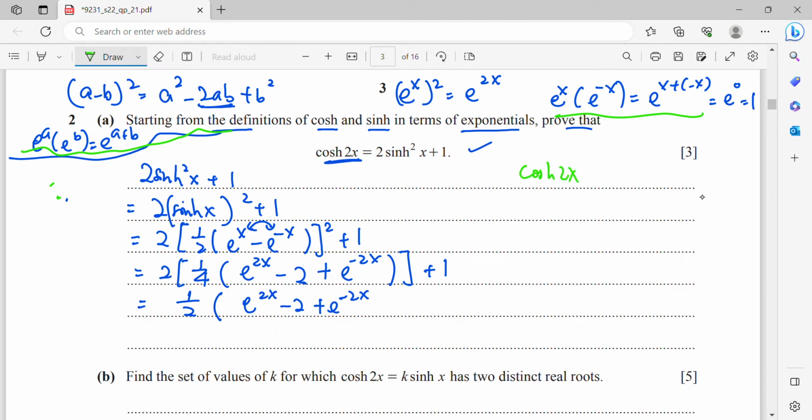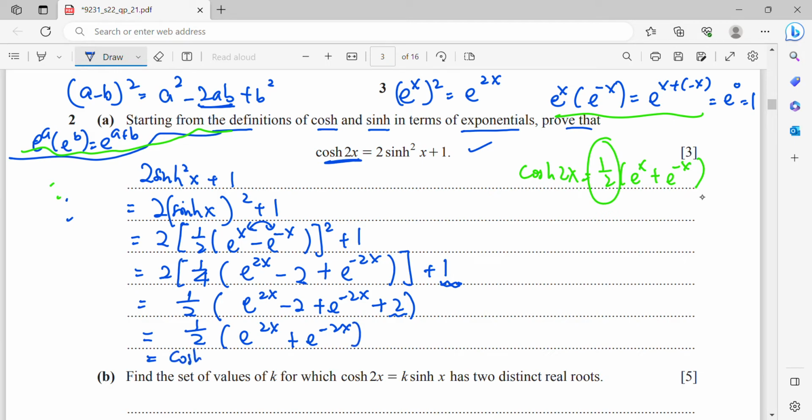cos x is basically half of e to the x plus e to the negative x. So now I need to get the half as the factor, which means instead of this plus 1, I need to make it half as well. Okay, I need to factorize half from plus 1. That means I will be getting plus 2. This plus 2 comes from the plus 1 after I factorize half. So from here, at last, you will get half of e to the 2x plus e to the negative 2x, which is cos 2x. Okay, so this is how we prove the identity.